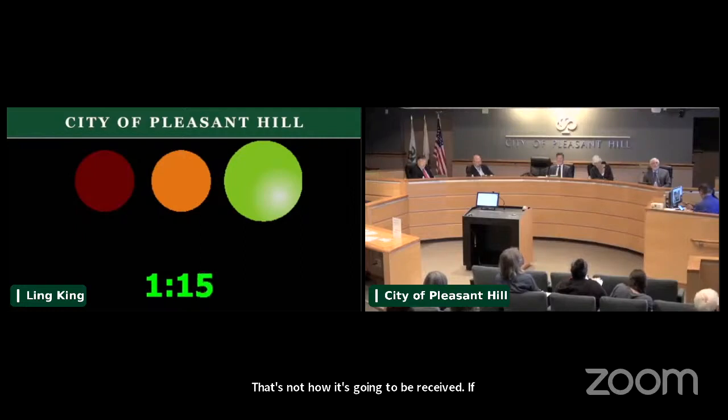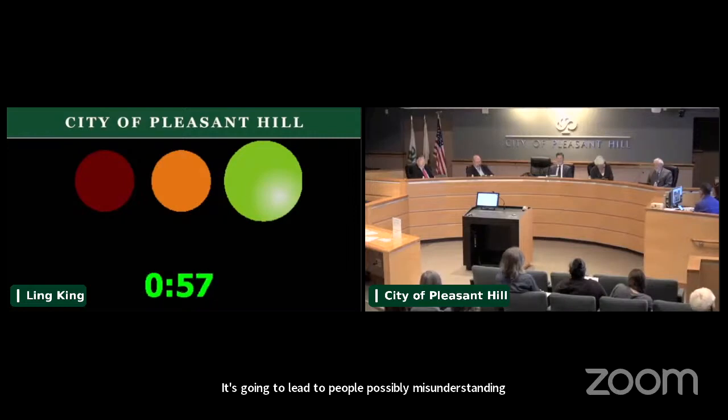If council does vote to put a ballot measure on the ballot, then everybody's going to understand that as council supporting that ballot measure. And that's going to lead to a lot of confusion. It's going to lead to people possibly misunderstanding council members' motivations. It's not a good path to go down.